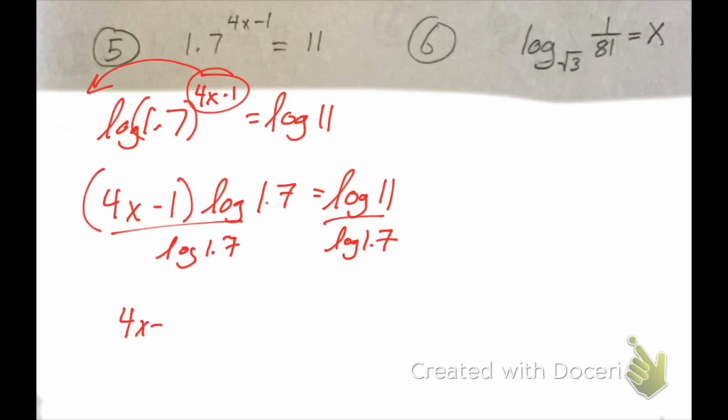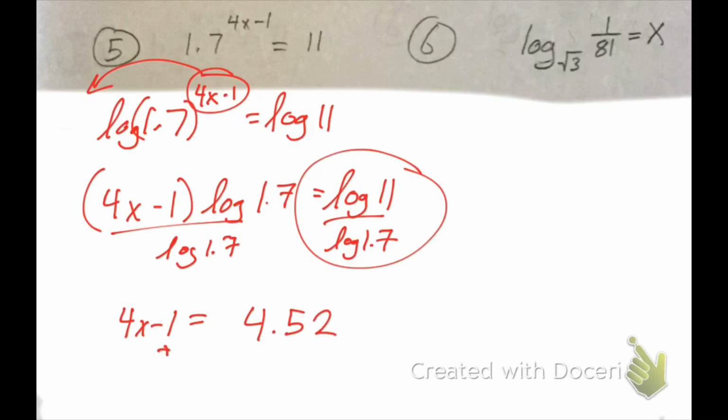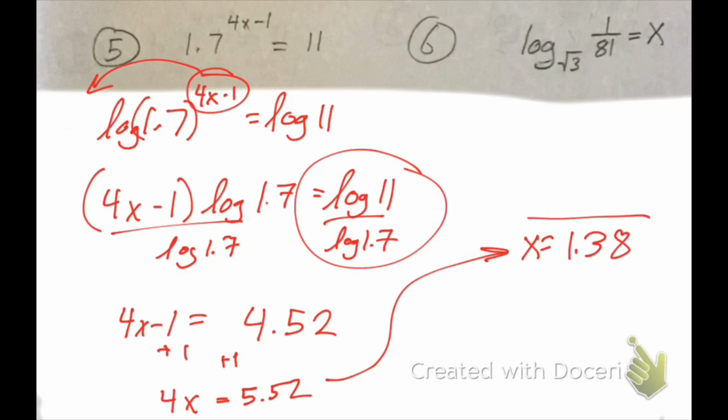I get 4x minus 1 is equal to, when I enter that into my calculator, 4.52. Now I add 1 to both sides. I get 4x is equal to 5.52. And then I divide both sides by 4. And I get x is equal to 1.38.